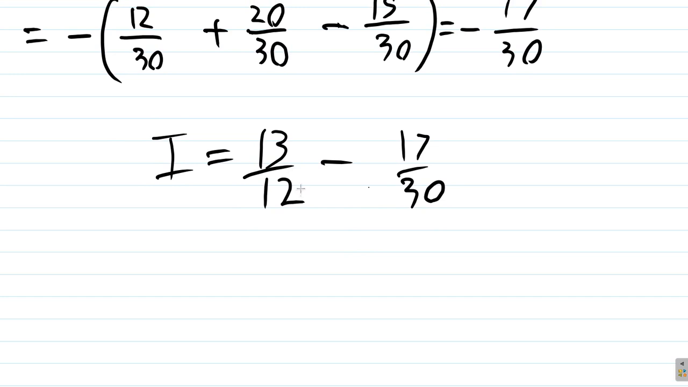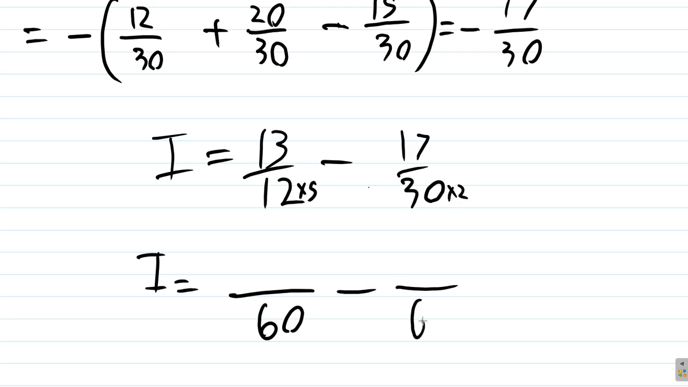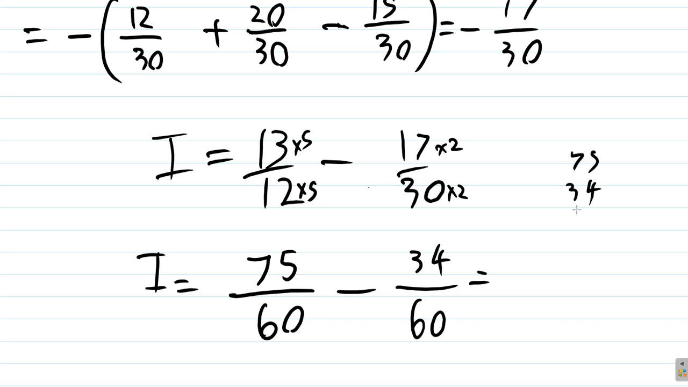Notice if you multiply 12 by 5 you get 60, so I would be something over 60 minus, 30 times 2 is 60, we get something over 60. We must multiply up here by 5 too. 5 times 13 is 65, right, minus, multiply the top by 2, this will be 34.